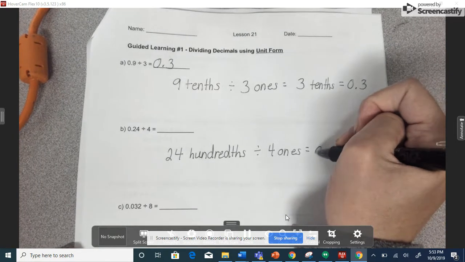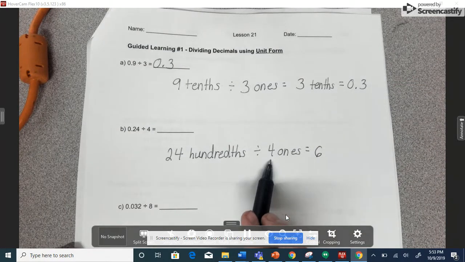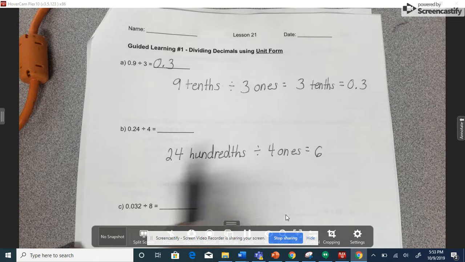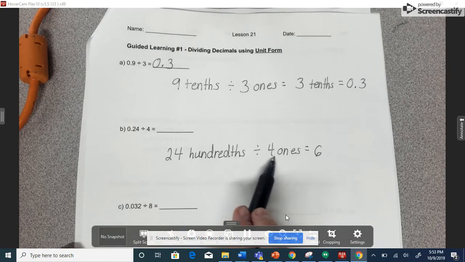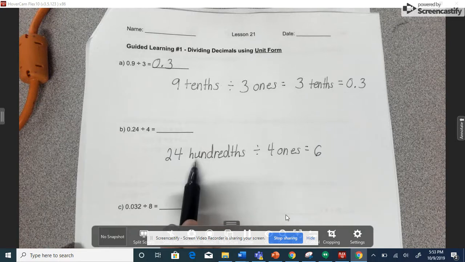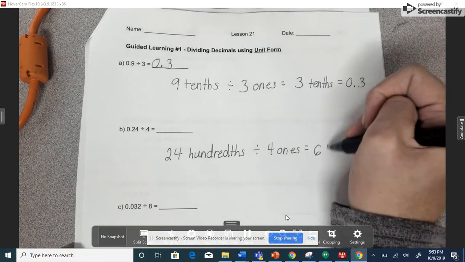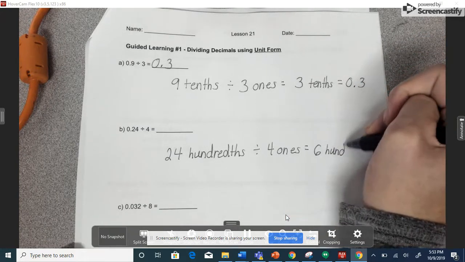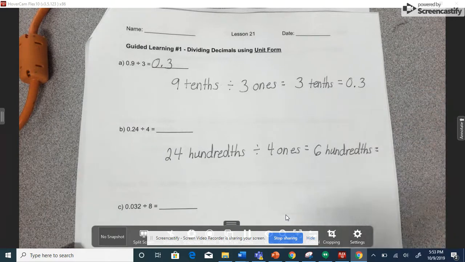If we don't know that off the top of our heads, we can always think, what can I multiply by 4 to get to 24? 6 times 4 is 24, so 24 divided by 4 is 6. Now let's find the place value that we're going to be in. Hundredths divided by ones is hundredths. So our answer is going to be 6/100.